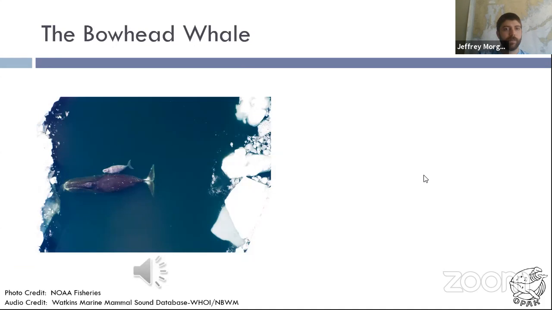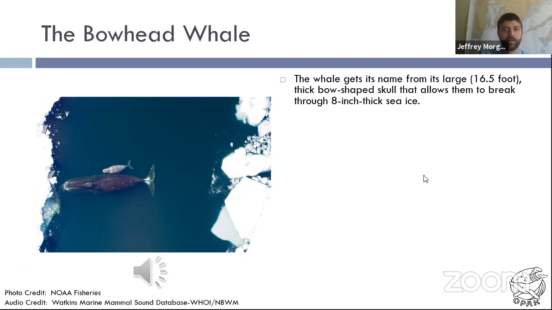So the next whale we're going to talk about is the bowhead whale, which has some of the longest baleen on the planet. This whale gets its name from its extremely large bow-shaped skull, and they use this skull to break through ice, because this species is living up in the Arctic. It's thought that they can break through about 8-inch thick sea ice, but there are reports from natives in the area that they've seen them breaking through ice up to 2 feet thick, which will leave a lot of scarring patterns on their head, which we can use to identify the whale.